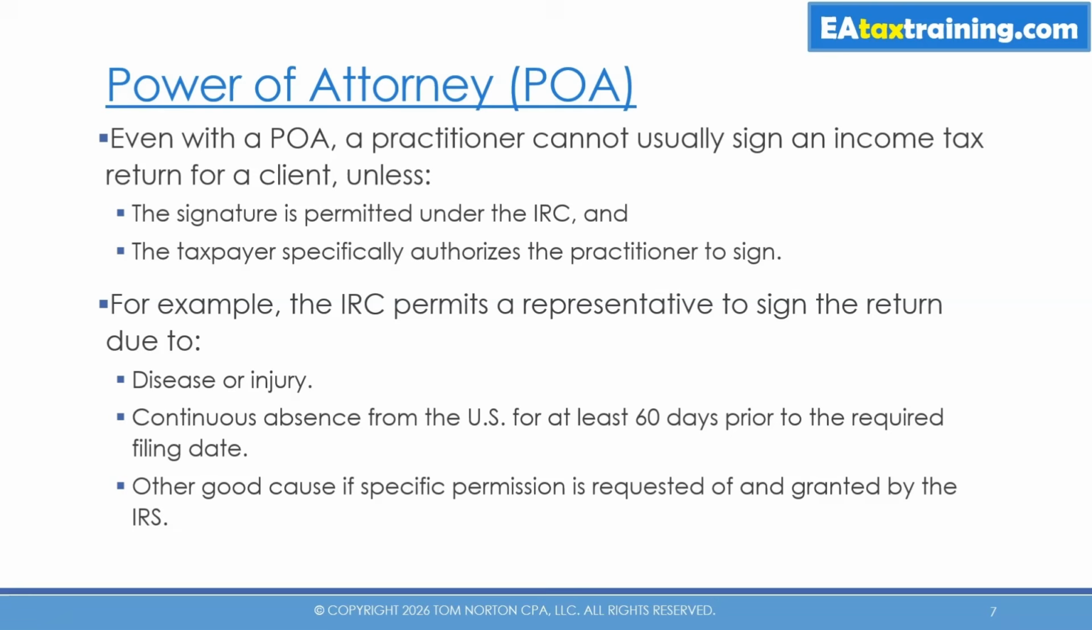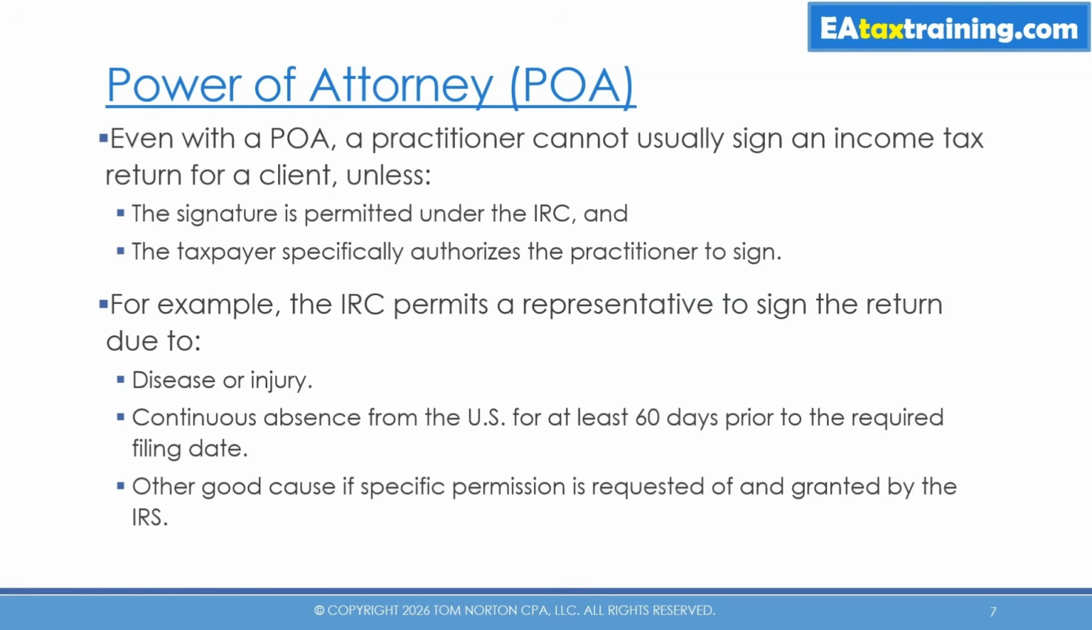So if both of those things occur, it's allowed under the Internal Revenue Code, and the taxpayer has specifically allowed you to sign it, then you can sign the tax return on their behalf. So when does the Internal Revenue Code allow you to sign on their behalf? Well, there are a few instances when you can do that. If the taxpayer themselves cannot sign due to disease or injury, then you can sign on their behalf if you have authorization to do that.